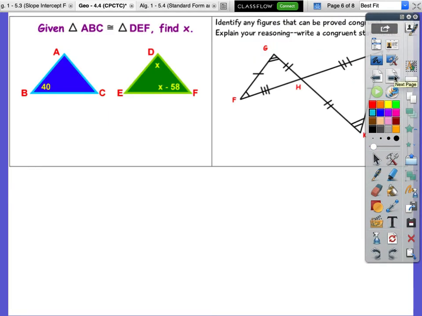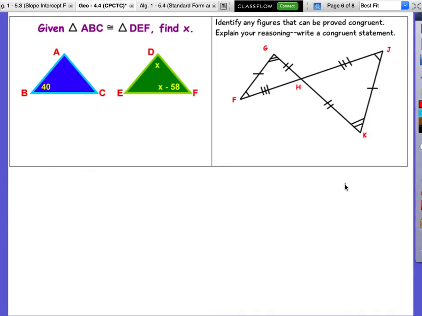Okay, so we're going to look at this middle left example. Given triangle ABC is congruent to triangle DEF, find X. How could we go about this? Where are your minds turning? What are you thinking?